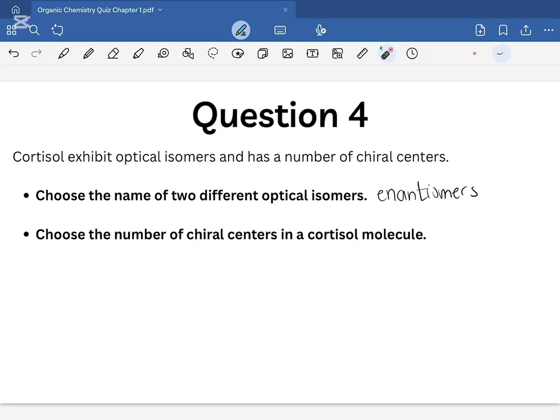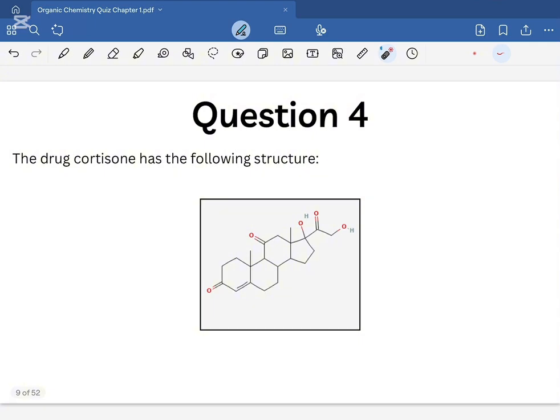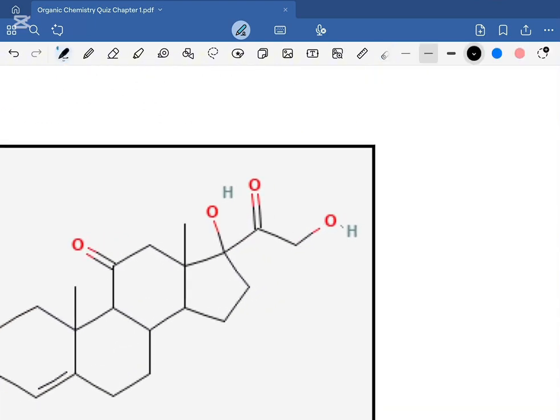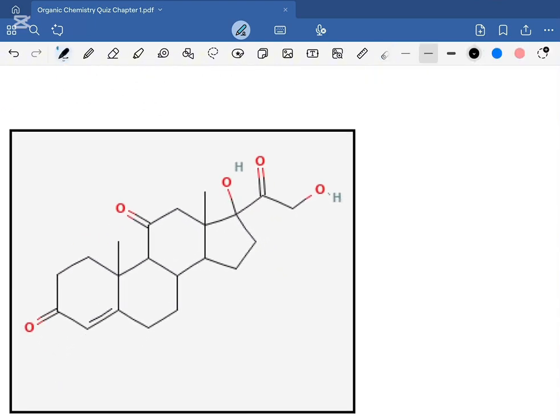So let's find the number of chiral centers in the cortisol molecule. First, let me cancel the ones which are definitely not a chiral center. This one over here has 2 hydrogens, so it's not going to be a chiral center. This one has the double bond, so it's not going to be a chiral center. I'm crossing the ones that have 2 hydrogens attached to them. These are not chiral centers, and neither are the ones that have a double bond. So as you can see, these are definitely not chiral centers.